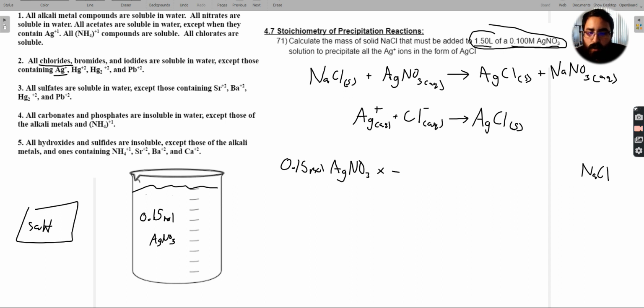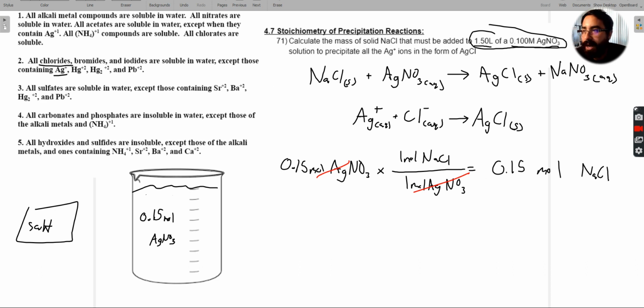So how do we go from moles to moles? It starts with an M and it rhymes with ol ratio. That's right, you got it. And we know that 1 mole of AgNO3 reacts exactly with 1 mole of NaCl. So this is going to give us 0.15 moles of NaCl. So this cancels and this cancels.